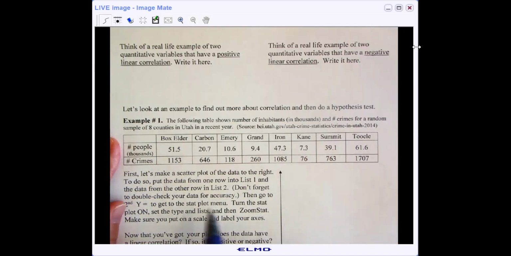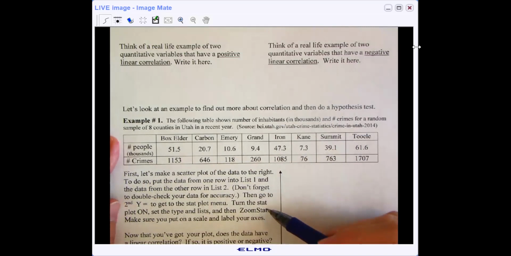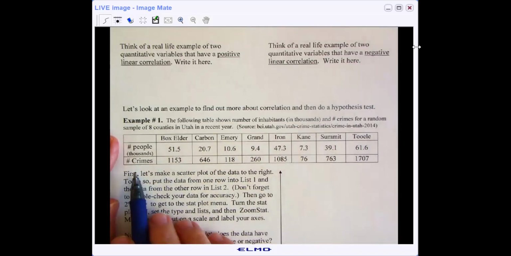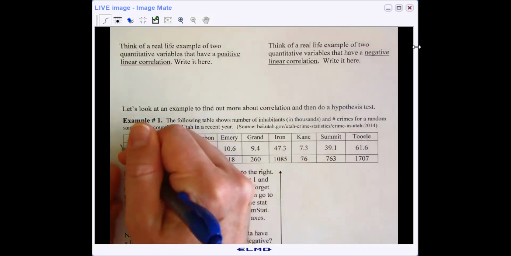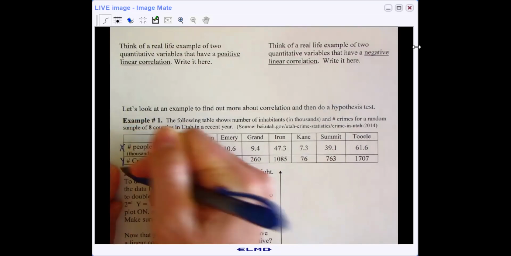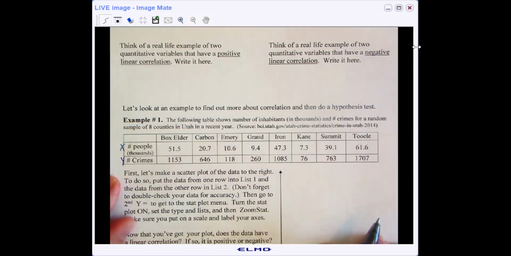So let's make a scatter plot of our data. Let's do that together. The first thing we need to do is decide which data is the X data and which data is the Y data. The Y data typically is the dependent data. It is more likely to depend on the X data. So it makes more sense that the number of crimes committed would depend on the number of people in the county than the number of people in the county depending on the number of crimes. So we're going to put X by the number of people and Y by the number of crimes.